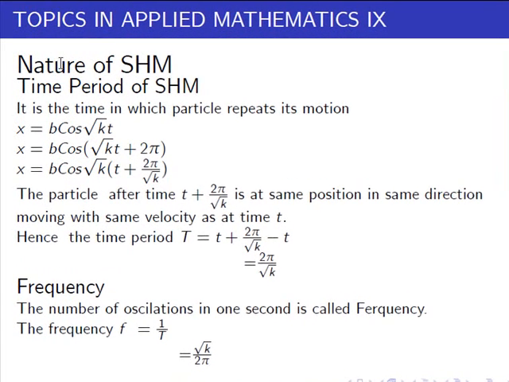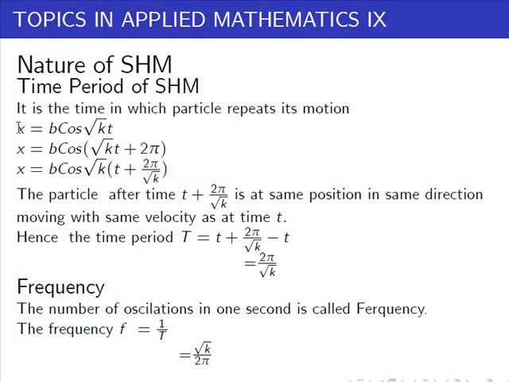In the previous lecture, we studied the equation of simple harmonic motion, and now we discuss the nature of simple harmonic motion. First of all, we find the time period of a particle performing simple harmonic motion. The time period is the time in which the particle repeats its motion, so that the particle completes one round about the fixed point.